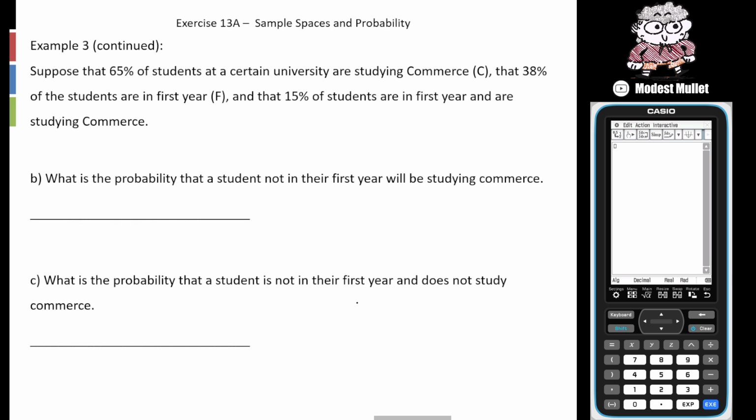Rightio. We'll do this one last slide and then we'll end the video here. So when are we going to get through exercise 13A?